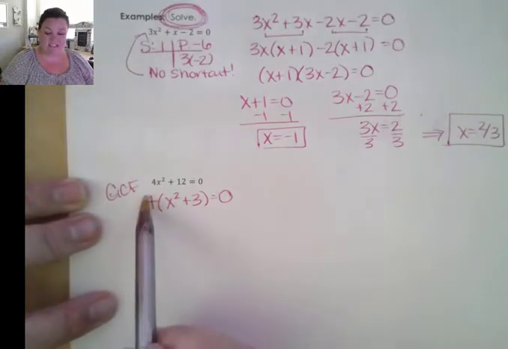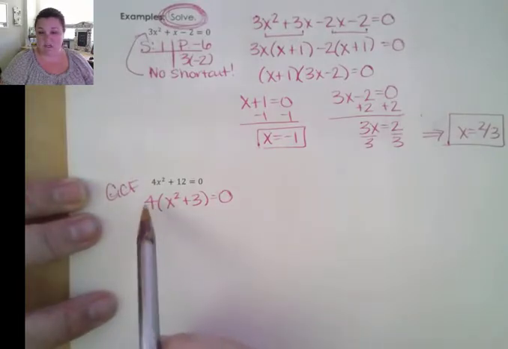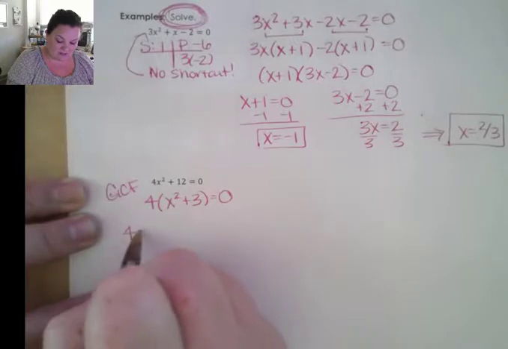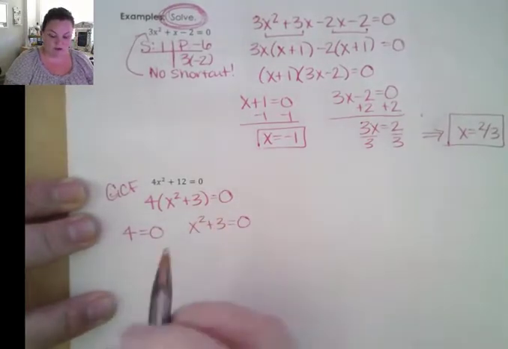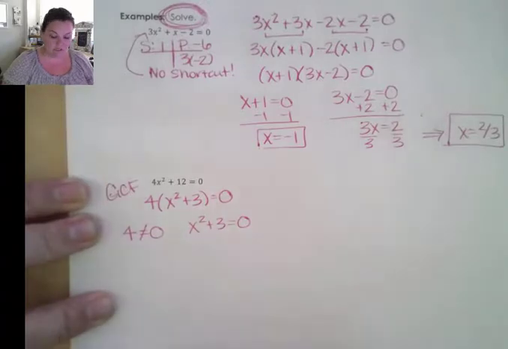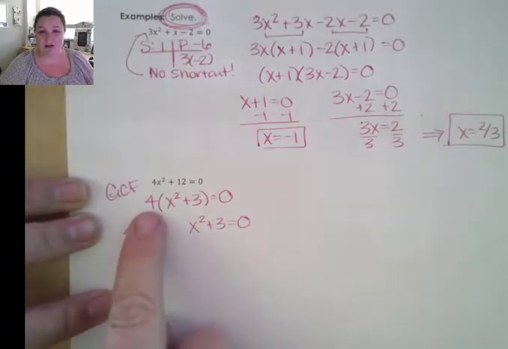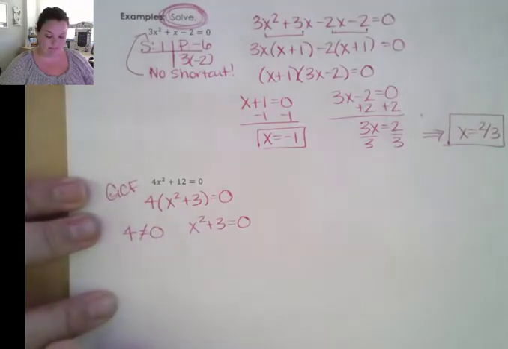Now, this factor doesn't have an x, so it doesn't really make sense to say 4 equals 0 or x squared plus 3 equals 0, right? We know that 4 does not equal 0. So if you just have a number greatest common factor that doesn't have an x on it, don't worry about setting it equal to 0, okay?